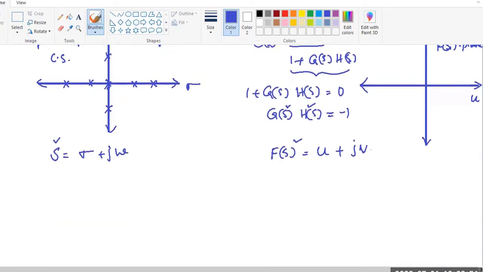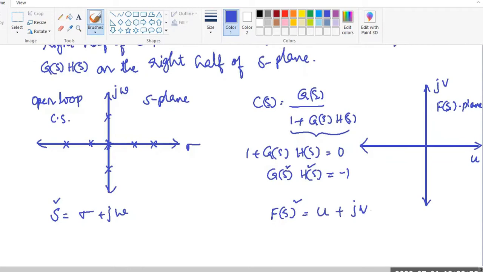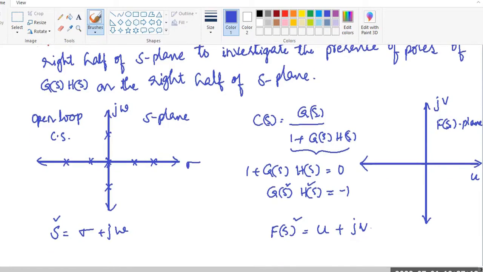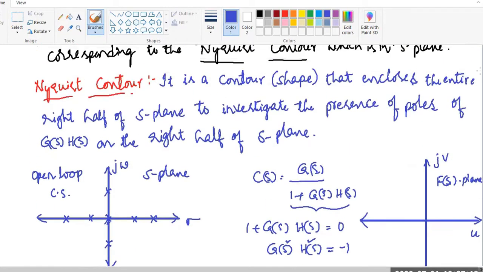So that means here we need to take a contour on the s plane. In order to determine the stability of the open loop control system, we have seen the analysis on the S plane. Whereas if we want to find out the stability of the closed loop control system, we have to see an analysis on the F of s plane.